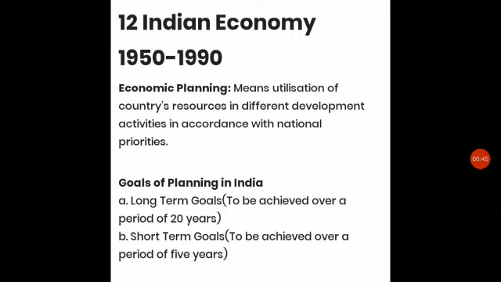Economic planning basically refers to the process of utilizing the resources in the most productive way in accordance with the national priorities. The goals of planning were divided into segments: the long-term objectives and the short-term objectives. Long-term objectives refer to the goals of planning which are to be achieved in a span of 20 years, whereas short-term objectives refer to the goals of planning which are set for a period of 5 years.